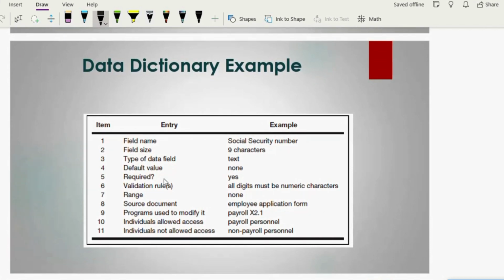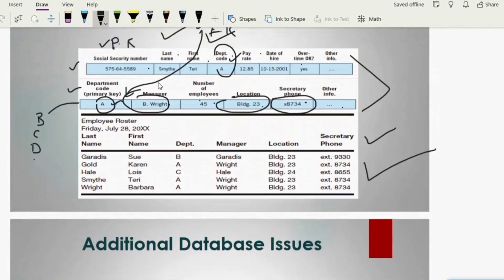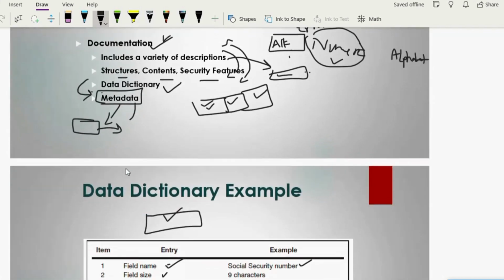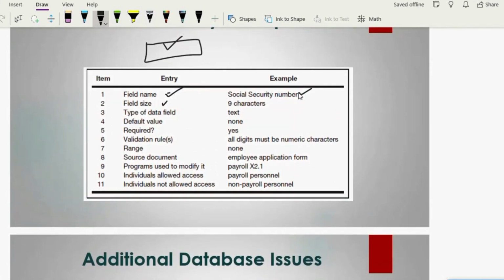So this is how the data dictionary looks on the back end. What is the field name? The field name is social security number. This is about one field, the one which we just took before this one, only this field. So the field name is social security number.